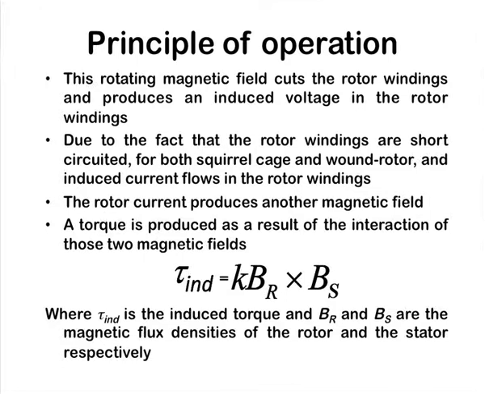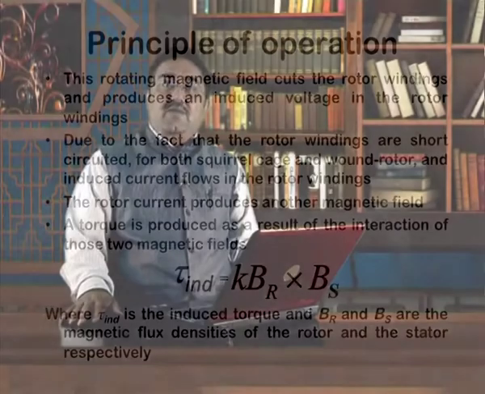Now, let us come to the principle of operation. We have a stator. On the stator, windings are mounted, and these are supplied from a three phase supply. So, definitely they will produce a rotating magnetic field in the air gap. Now, this rotating magnetic field will cut the rotor conductors which are placed in the rotor slots. Initially, the rotor is stationary. Therefore, this rotating magnetic field will react with the stationary rotor conductors.